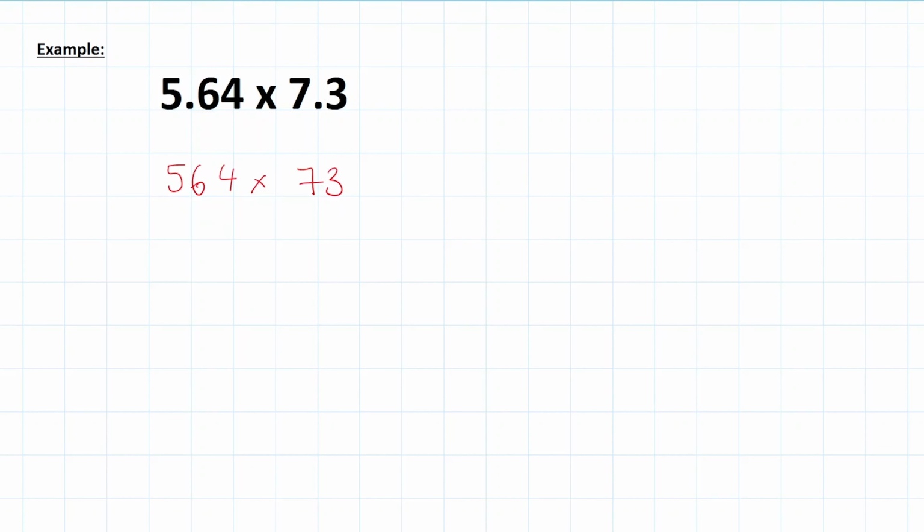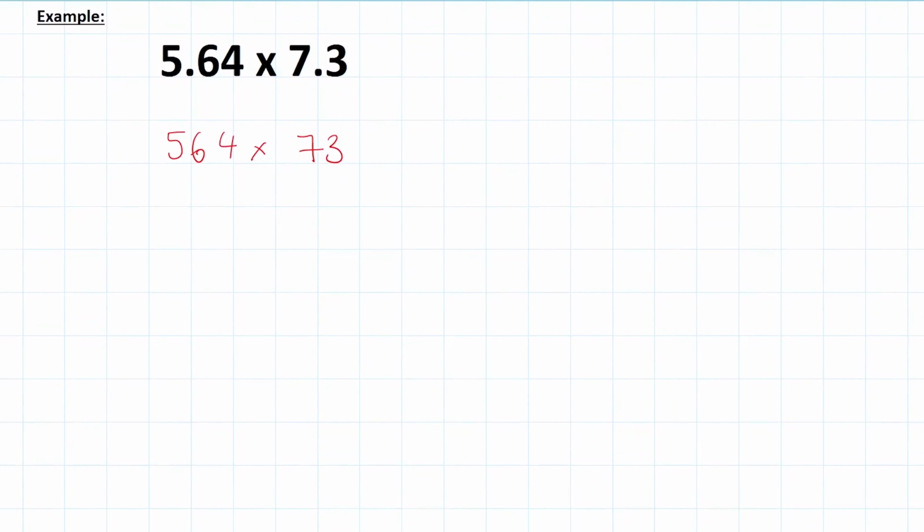So I'm going to set up my grid here as I would normally multiply two numbers together: 564 times 73. I normally put the larger number on the top and the smaller number on the bottom, and I always try to put each digit in a box, so it's easier to make sure I line them up when I multiply them. These are my units, tens, hundreds, and I will need the thousands later on. So let's start multiplying.